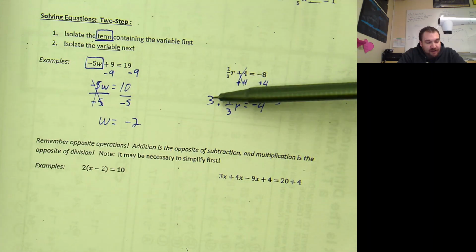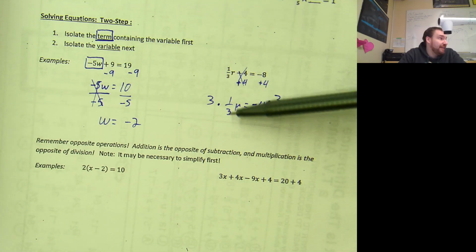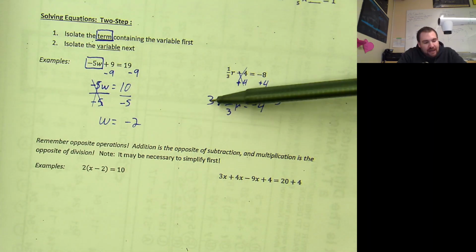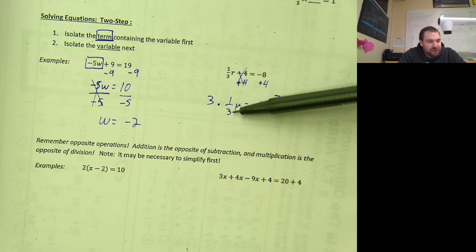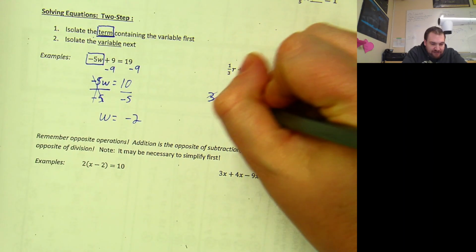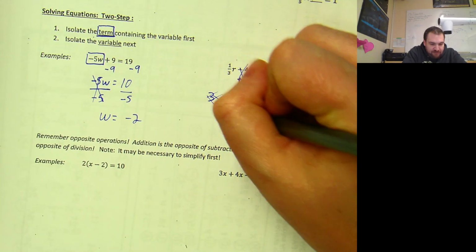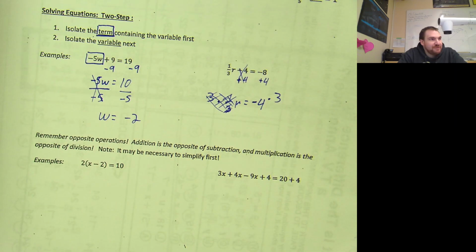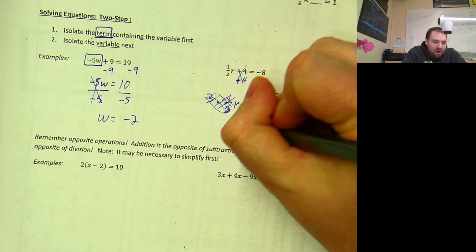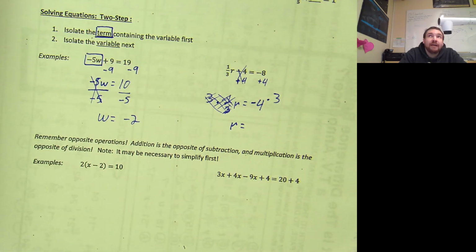If this was like 2 over 3, then I'd multiply by 3 over 2. So the 3 times 1/3, these guys are going to cancel out. Look at us continuing on with cancel culture. 3 times 1/3 is 1. That leaves me with 1r. I want that coefficient in front of the r to be 1. Negative 4 times 3 is? Negative 12, and we're done.